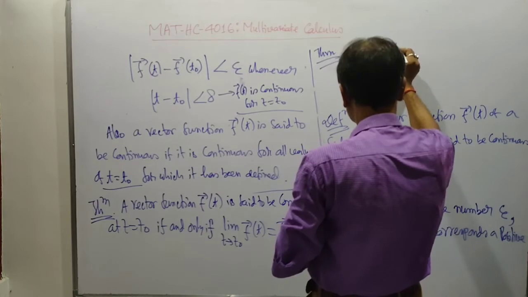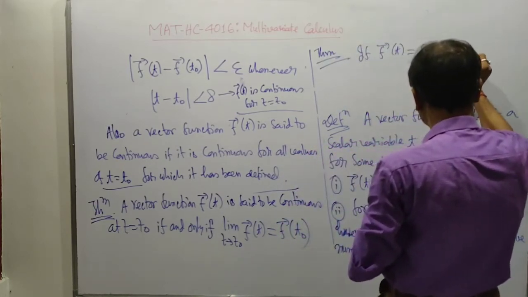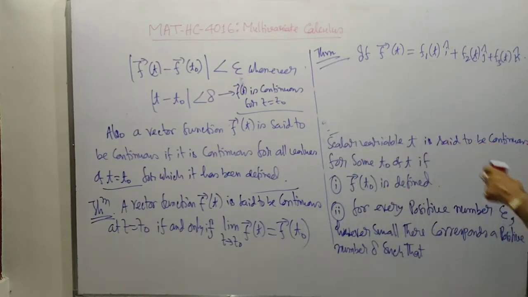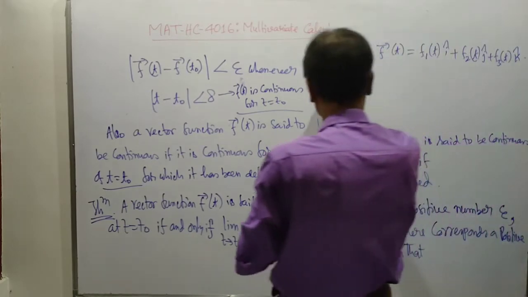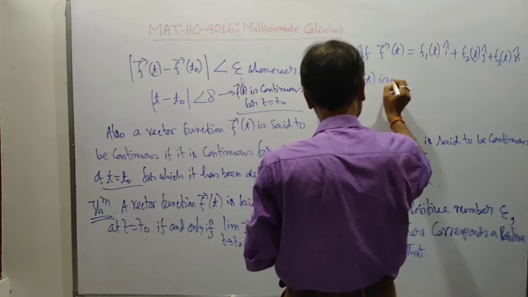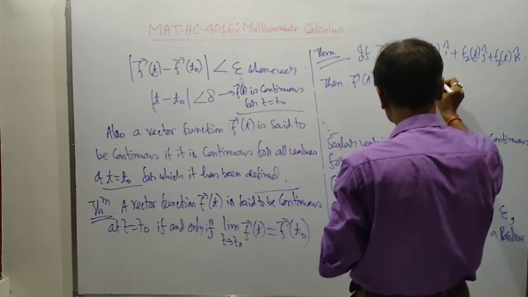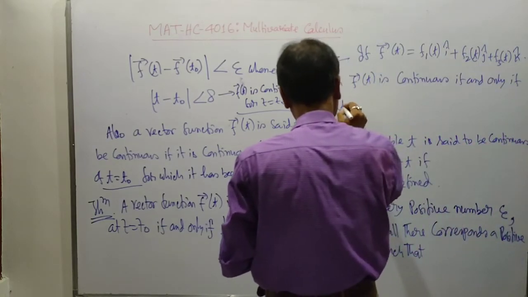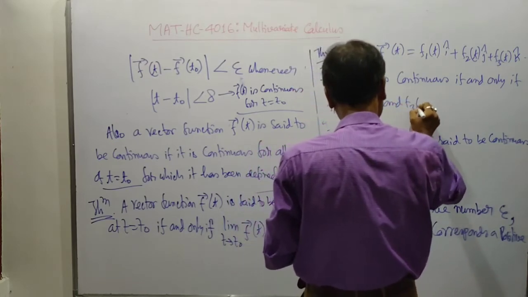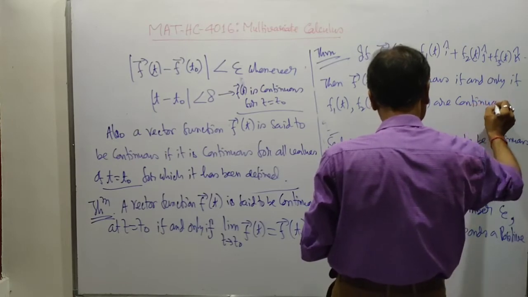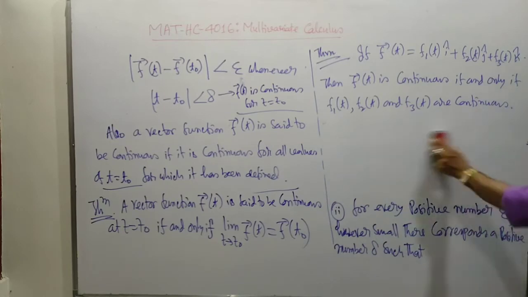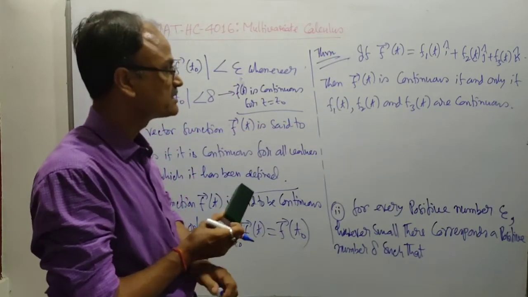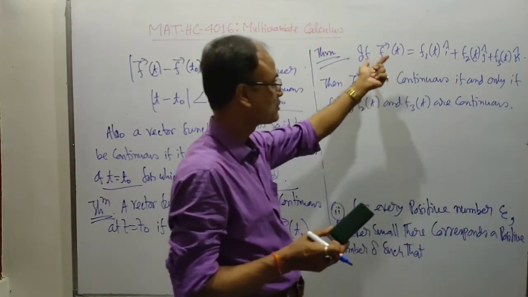If f vector t equal to f1 t i cap plus f2 t j cap plus f3 t k cap, then f vector t is continuous if and only if f1 t, f2 t and f3 t are continuous. This means if the scalar functions are continuous, the vector function will also be continuous.